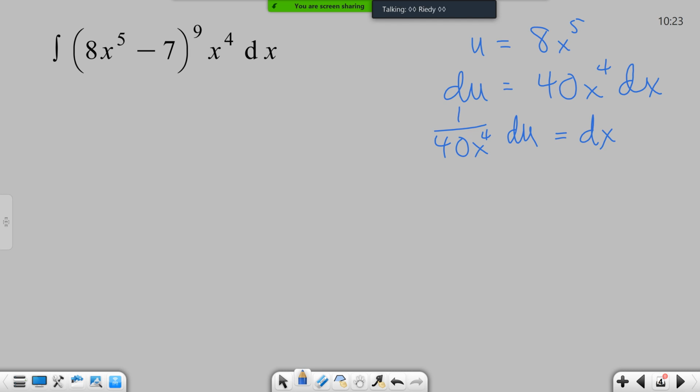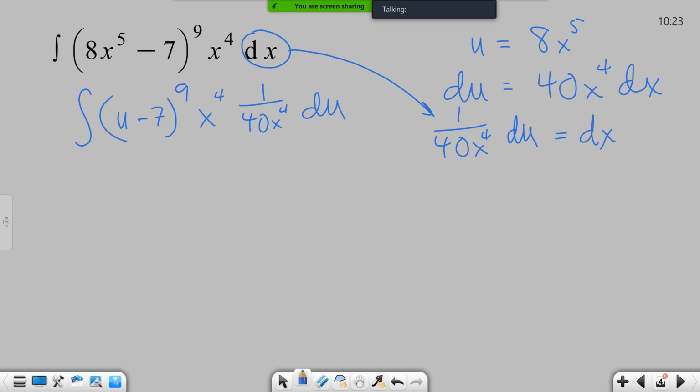Okay. Everything looks good so far. So now I do my substitution. I know what 8x to the fifth is. That's u. I have no substitution for x to the fourth, so I just leave it in there. And then dx is this mess over here, 1 over 40x to the fourth du.